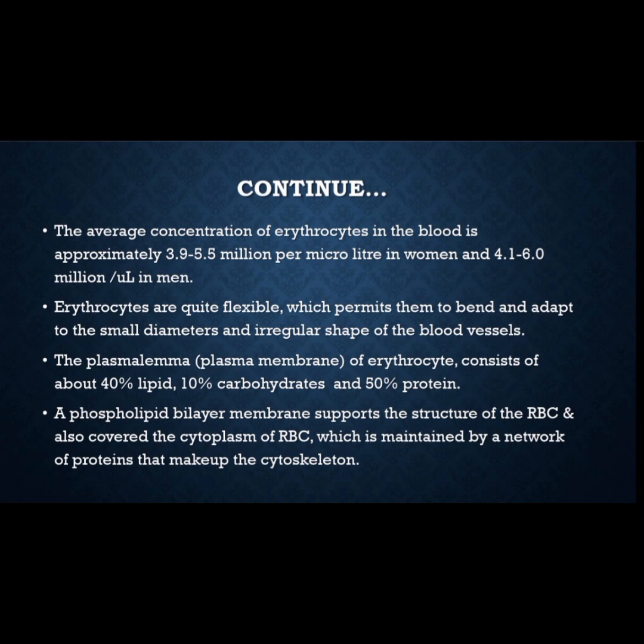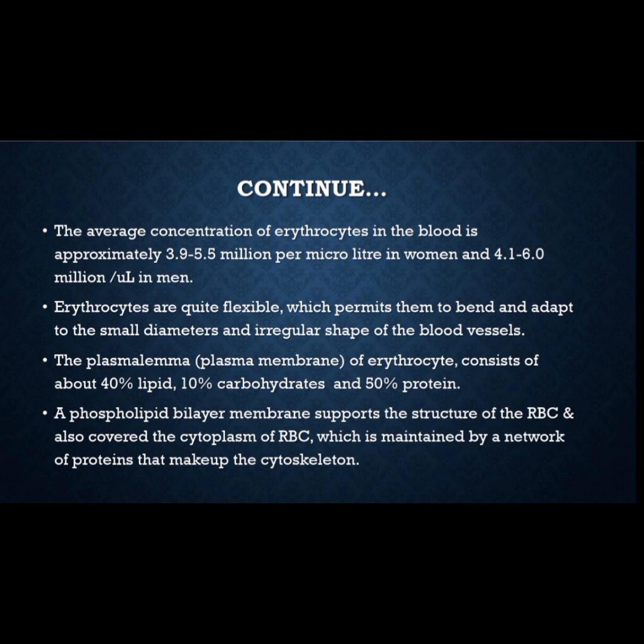The average concentration of RBCs in the blood is approximately 3.9 to 5.5 million per microliter in women and 4.1 to 6 million per microliter in men. The erythrocytes are flexible, which permits them to bend and adapt to the small diameter and irregular shape of blood vessels. The plasma membrane of erythrocytes consists of about 40% lipid, 10% carbohydrates and 50% proteins.